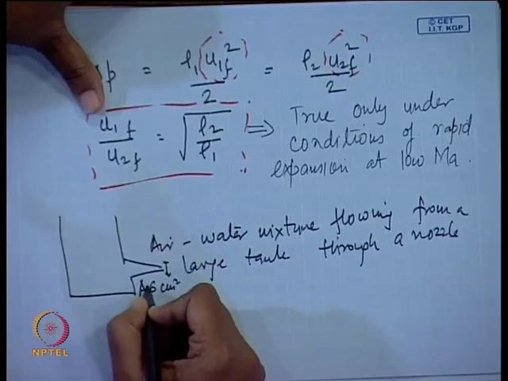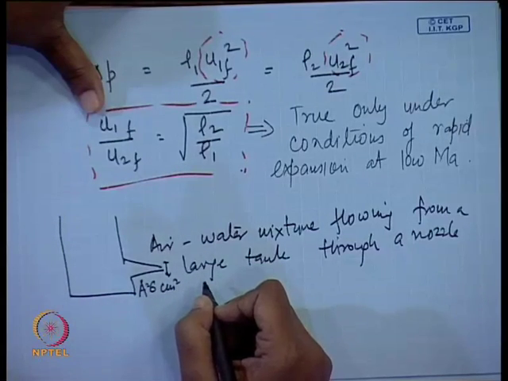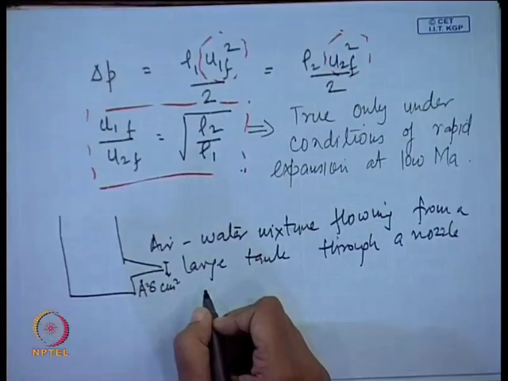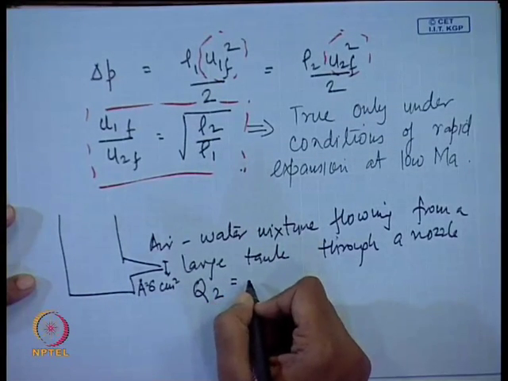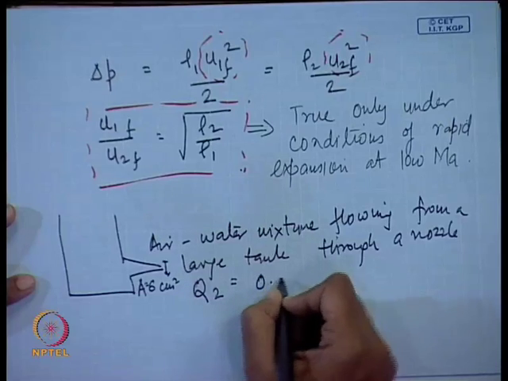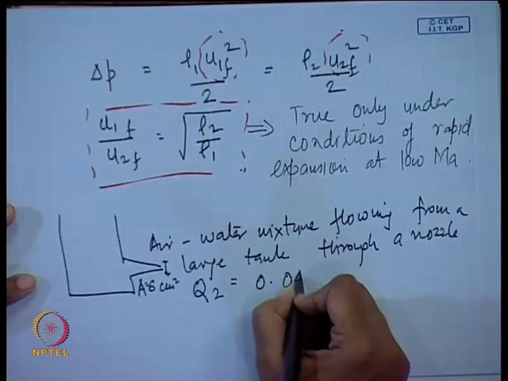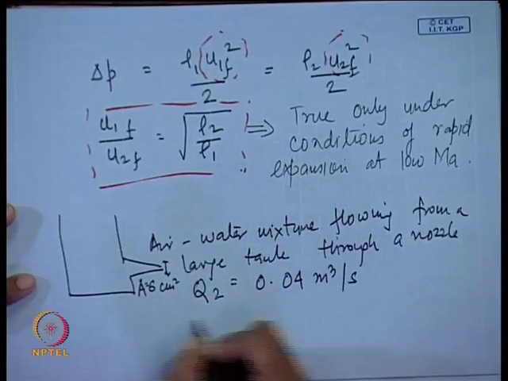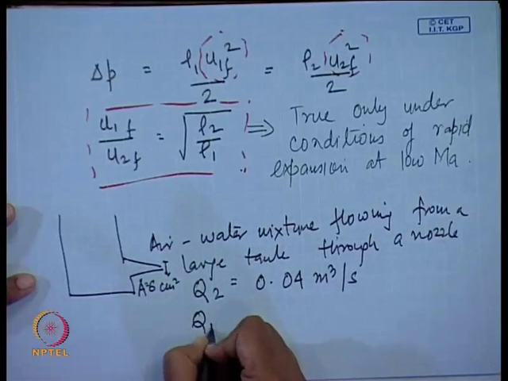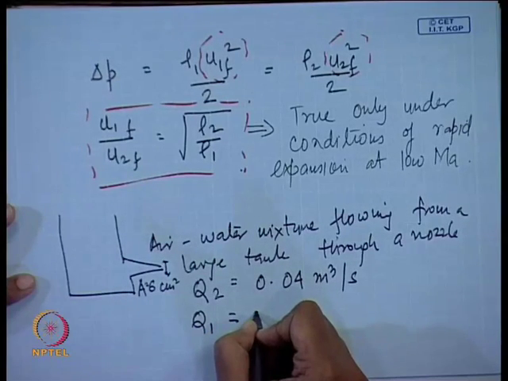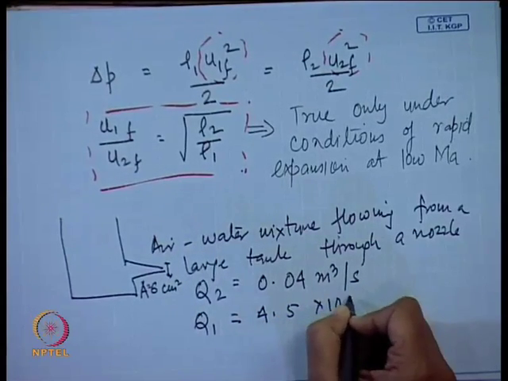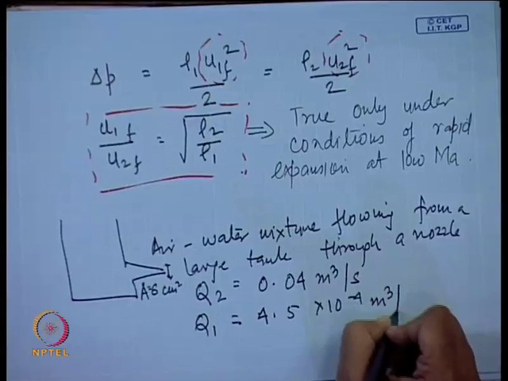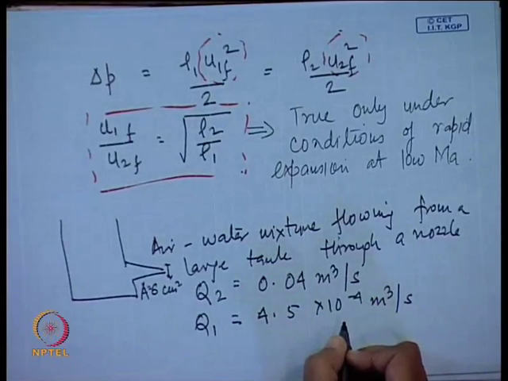Okay. A equals 6 centimeter square, and I have the flow rates: Q air, or Q2, is equal to 0.04 meter cube per second. Q1 will be equal to 4.5 into 10 to the power minus 4 meter cube per second. Okay. So, this is all.